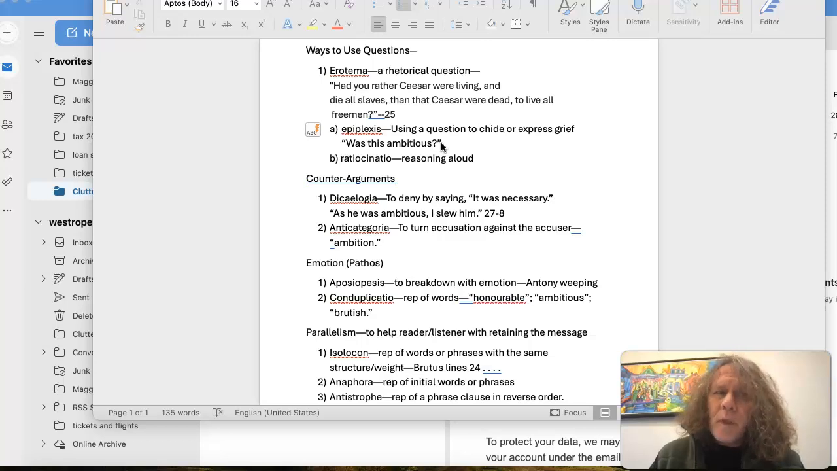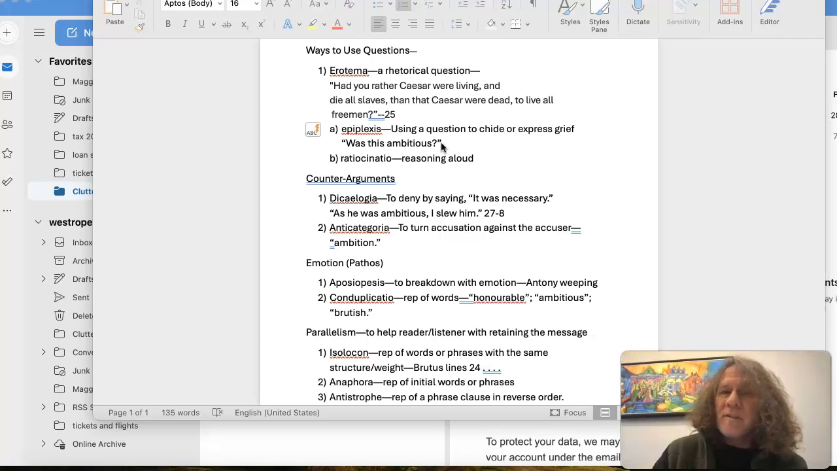In the list that I gave you in the modules, I broke them down into some categories. Some rhetorical devices are used to ask questions in an effective way. Some are used to state and refute counter-arguments. Some are used to build emotion. Some are used for parallel structure, and that just means that you're weighing a sentence in a certain way so that the message comes across clearly to the reader, or to the listener in this case.